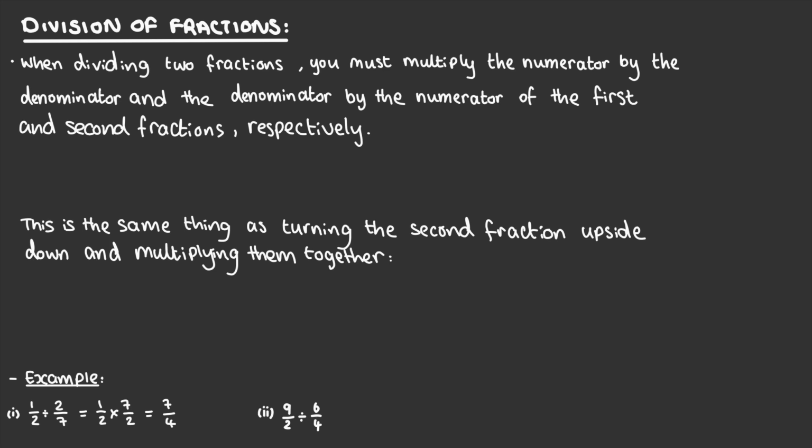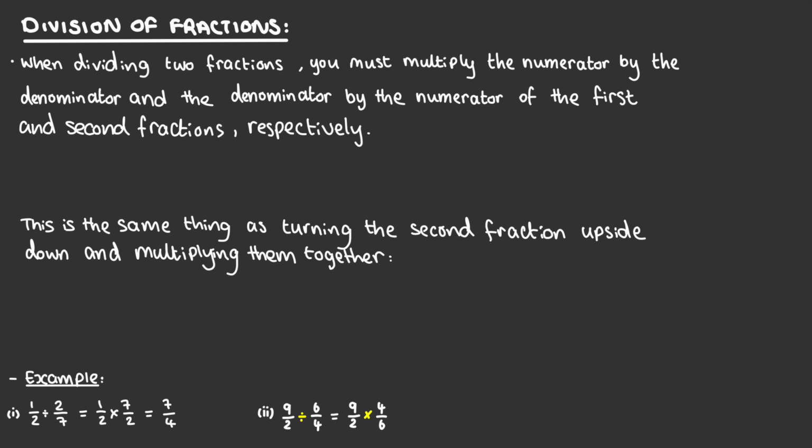So 6/4 is equal to 3/2. Just like last time, we're going to take the second fraction and turn it upside down. We're also going to change the division sign to a multiplication sign. The last thing left for us to do is to multiply the two numerators and the two denominators together.